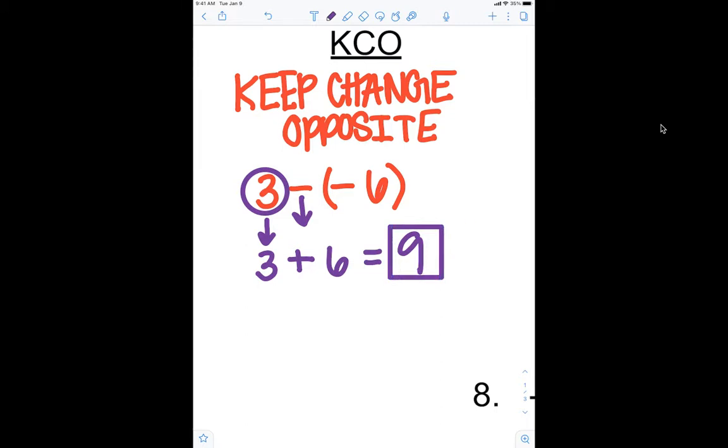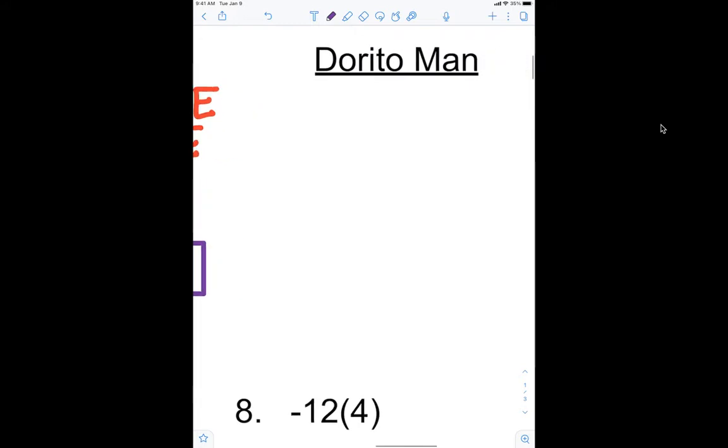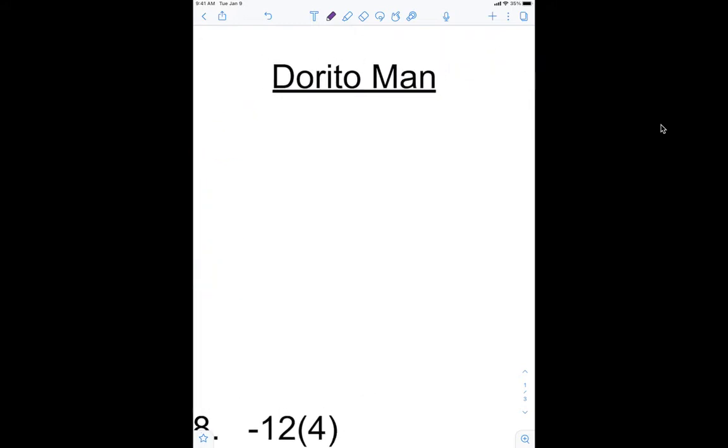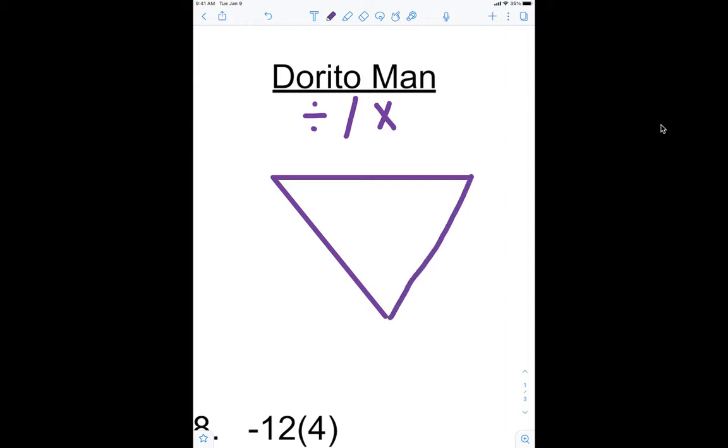Okay, so there's KCO. Then we learned, this is with Dorito Man, we learned with division and multiplication. With division and multiplication of integers, all we have to do is either multiply or divide like normal, and then we use our Dorito Man to help us figure out what sign it's going to be. The little negative signs are his eyeballs, and the additions are his mouth.